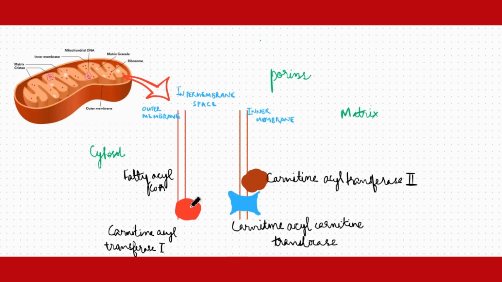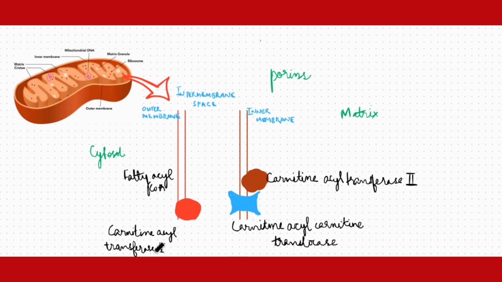The first enzyme which comes into play is carnitine acyl transferase 1, which is also abbreviated as CAT1. This CAT1 is present on the outer membrane of mitochondria. There are also other names for this. For example, based on the fatty acid that it is catalyzing, there can be carnitine palmitoyl transferase 1, carnitine acetyl transferase 1, or carnitine octanoyl transferase 1. In general, we can call it carnitine acyl transferase 1, or if you want to write it specifically, you can even write it as carnitine palmitoyl transferase 1.